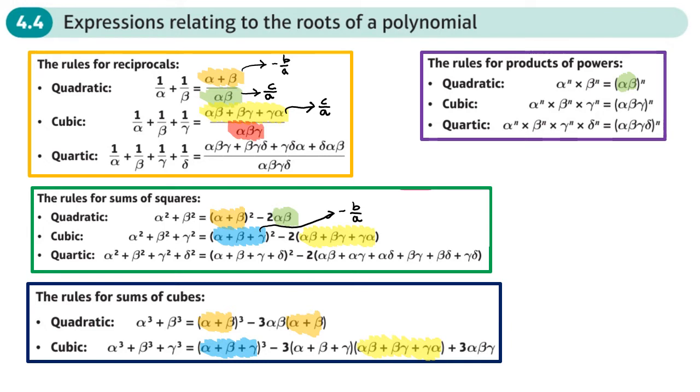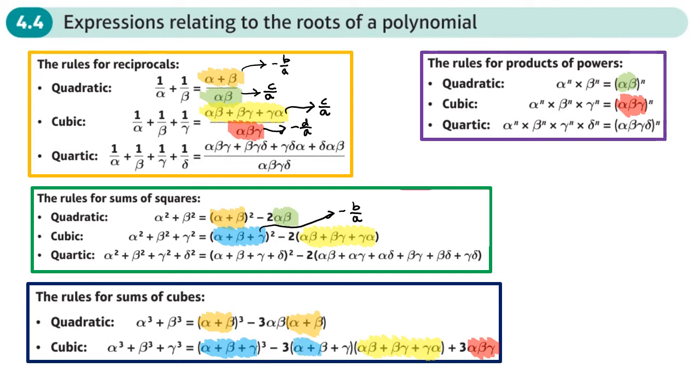Alpha times beta times gamma is negative d over a. So this is negative d over a for the cubics. That's meant to be an a at the bottom. Negative d over a. So where else do I see alpha beta gamma multiplied like that? Here it is. I see it here, alpha beta gamma, and here as well. Okay, so that's everything for the cubics done.